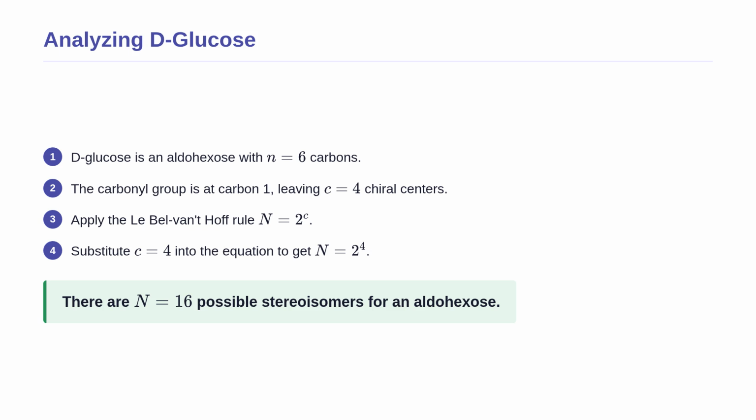Substituting 4 for c, we calculate 2 to the 4th power. The final answer is 16. Physically, this means there are 16 different possible three-dimensional arrangements for an aldohexose, and D-glucose is just one specific active shape out of those 16.